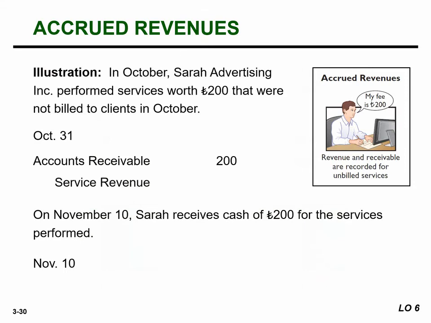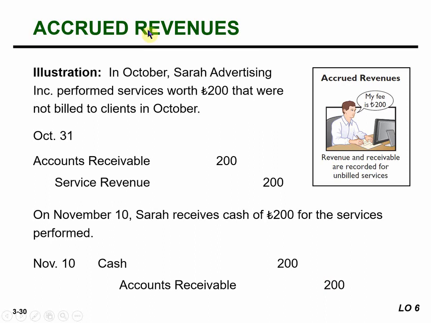So what should we do? We will credit service revenue by 200 because we performed services during the month of October for 200, but we did not get paid. We will be paid next month. So that's why we cannot record cash, because we did not receive cash yet. So record instead accounts receivable of 200. Now later, assume that on November 10 next month, Sarah receives cash of £200 for the services performed. So here we will debit cash by 200 and credit accounts receivable for 200.